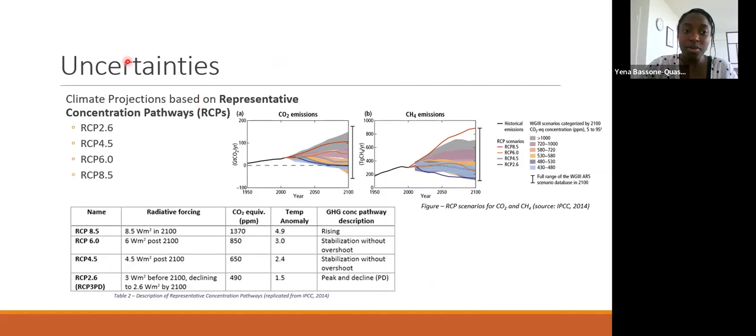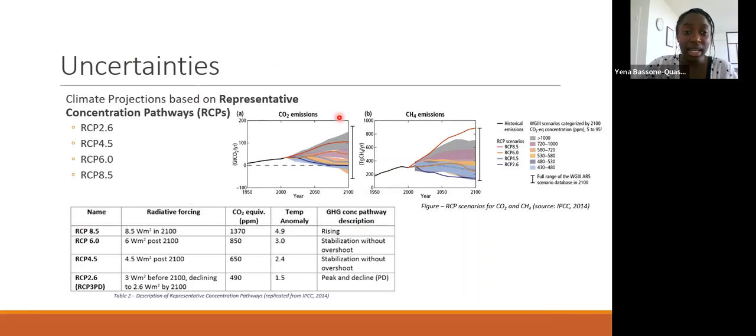So the representative concentration pathways are 4 different pathways that reflect different levels of greenhouse gas emissions and atmospheric concentrations and other emissions, so air pollutant emissions and land use. They also incorporate climate mitigation strategies, which is very important to keep in mind.